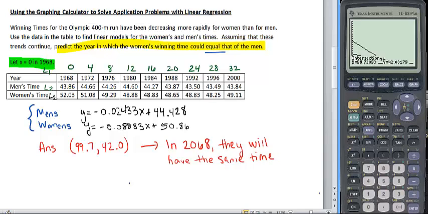And actually, if you wanted to know what time that would be, it would be a same time of 42 seconds. So it's going to take a while before the women even ever catch up to the men, even though the women's times have been decreasing more rapidly than the men's.